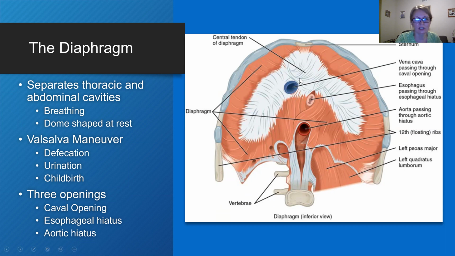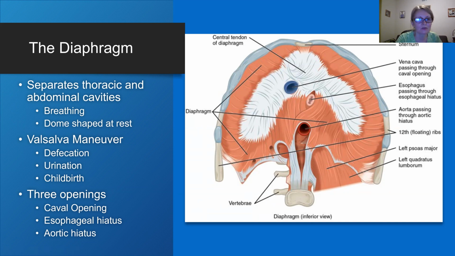So of course, the diaphragm will have openings, right? Like the esophageal hiatus, aortic hiatus, and caval opening for the vena cava. So some blood vessels go through the diaphragm, like the inferior vena cava and esophagus going from thoracic to abdominal, and the aortic hiatus, where the thoracic aorta goes through the diaphragm and becomes the abdominal aorta.